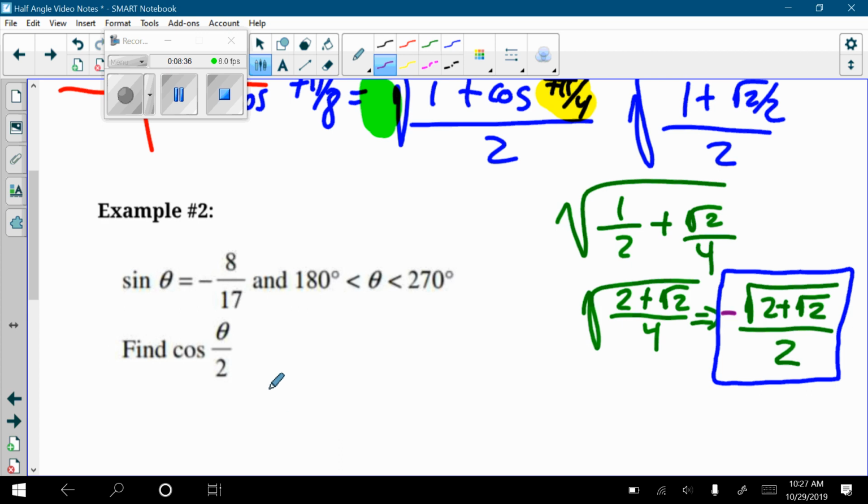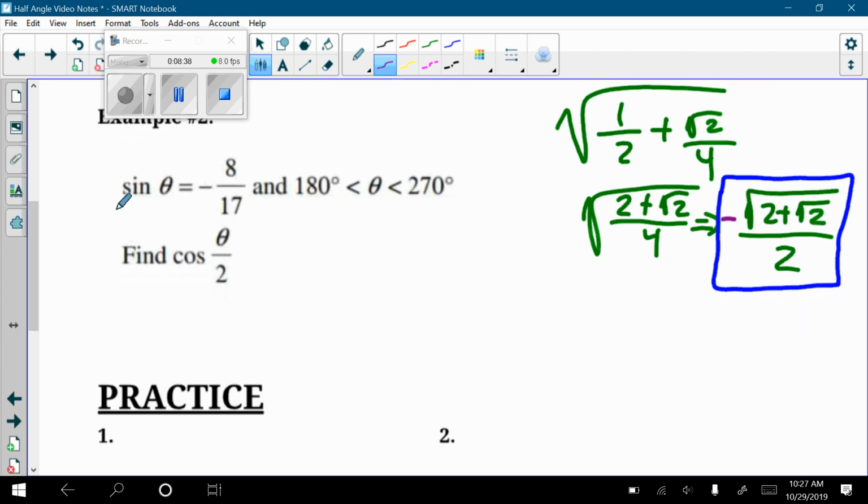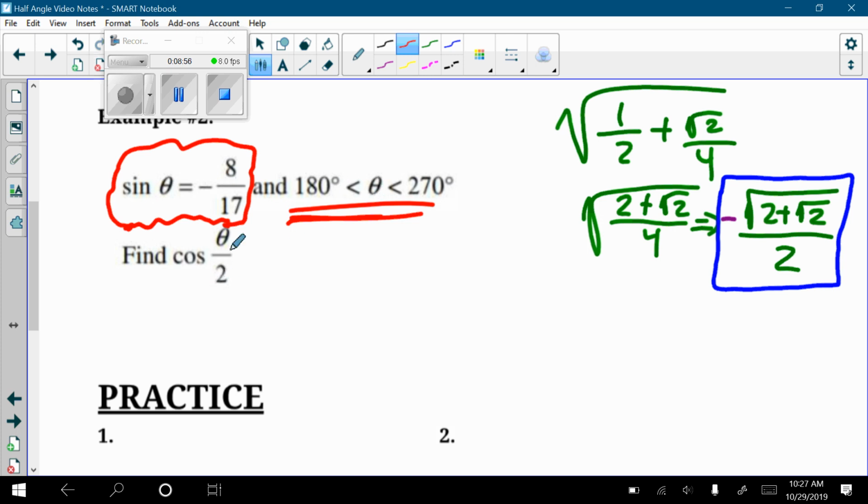Okay. All right, let's do one more example here. This is the other kind of example like we've been doing for the sum and difference and the half angle, which is, they tell me about this angle, not on the unit circle. They're just telling me the sine of this angle is negative 8 over 17. They're giving me a hint about where to draw this angle, and they're asking me for the cosine of half that angle.